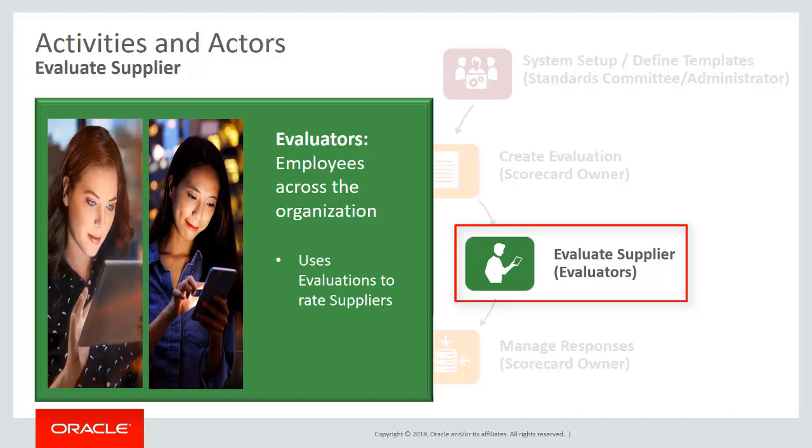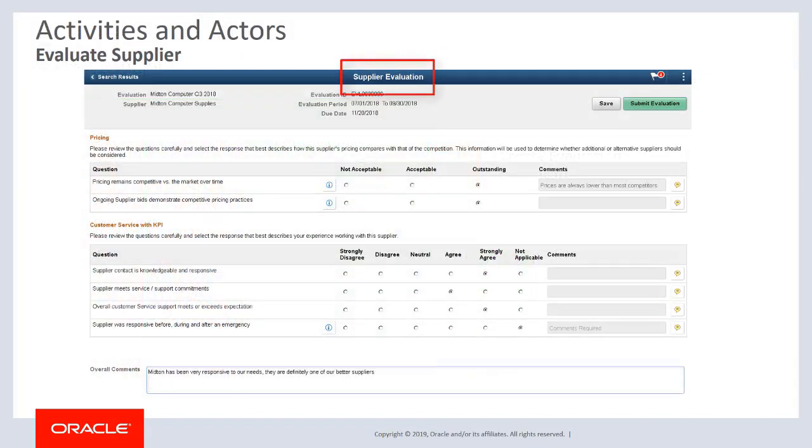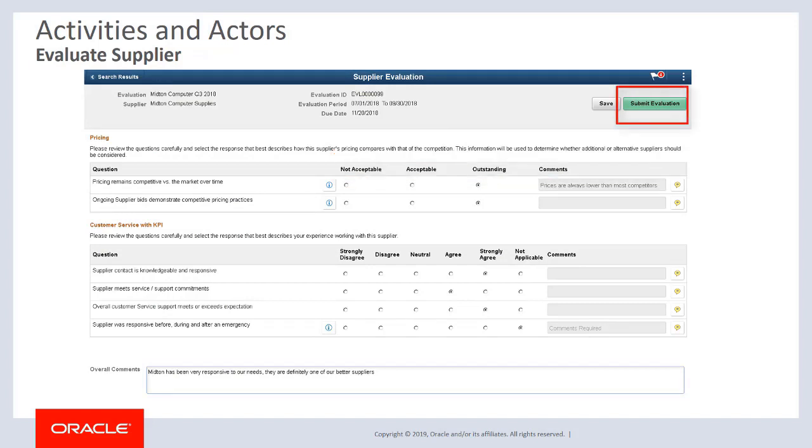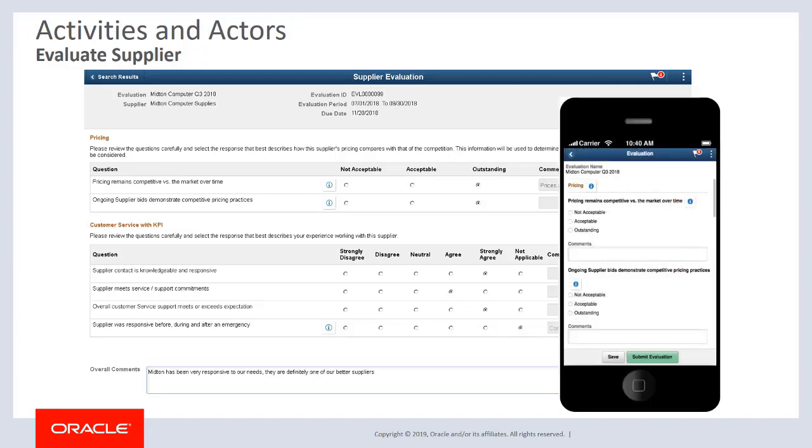Evaluation participants are employees from departments across the organization who subjectively rate suppliers in their area of responsibility using Scorecard evaluations. This is an example of a supplier evaluation. Evaluators rate the supplier and provide comments, then submit their completed evaluations back to the Scorecard owner. Evaluators can fill out evaluations from their mobile device.